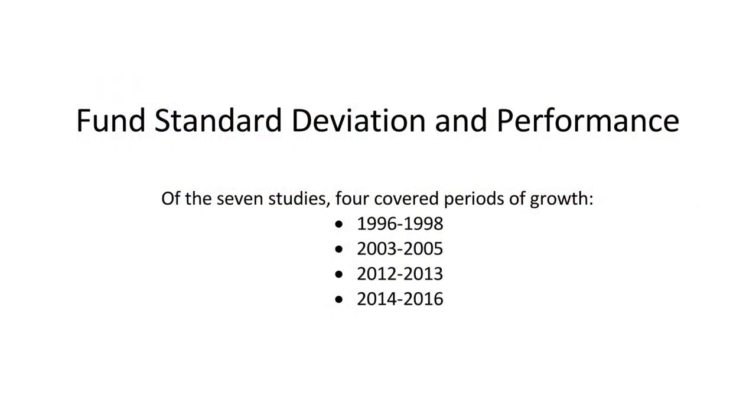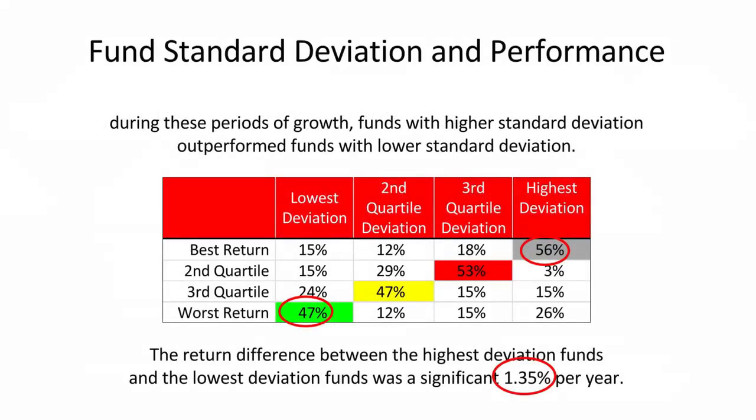Of the 7 studies, 4 covered periods of growth: 1996 to 1998, 2003 to 2005, 2012 and 2013, and 2014 to 2016. As the chart shows, during these periods of growth, funds with higher standard deviation outperform funds with lower standard deviation. I am sure this comes as no surprise to you, but what comes next just might.